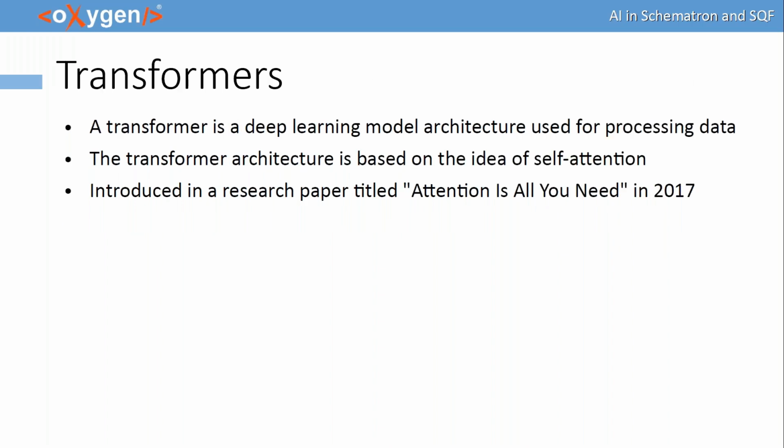A transformer is a learning model architecture that is used to process data, and is based on the idea of self-attention. This idea was brought through a research paper, Attention Is All You Need, that was published in 2017 and was introduced at Google.